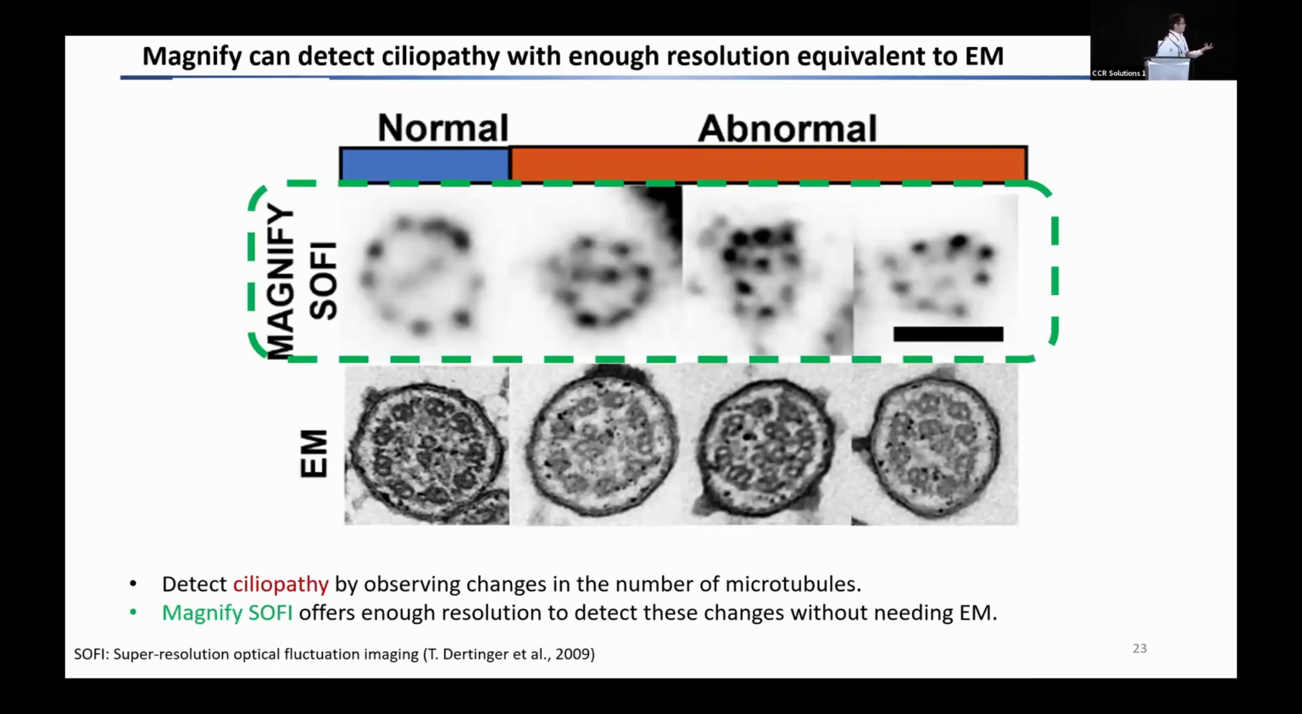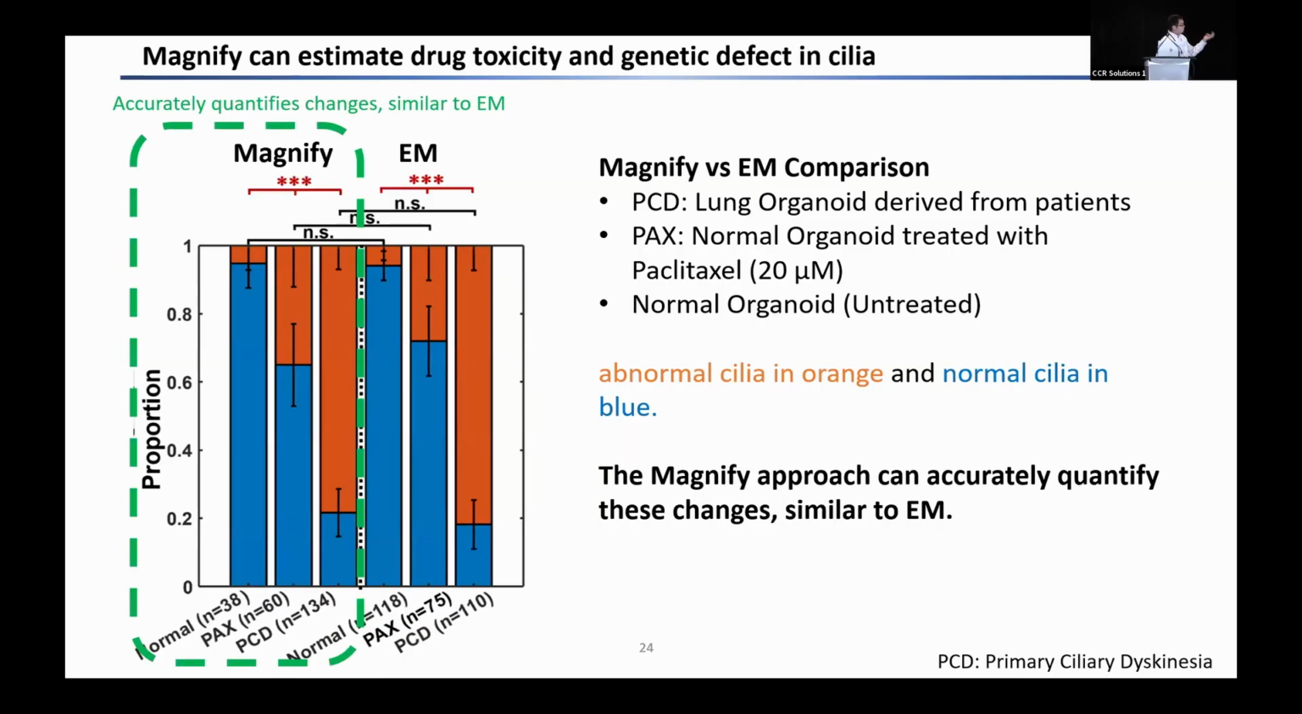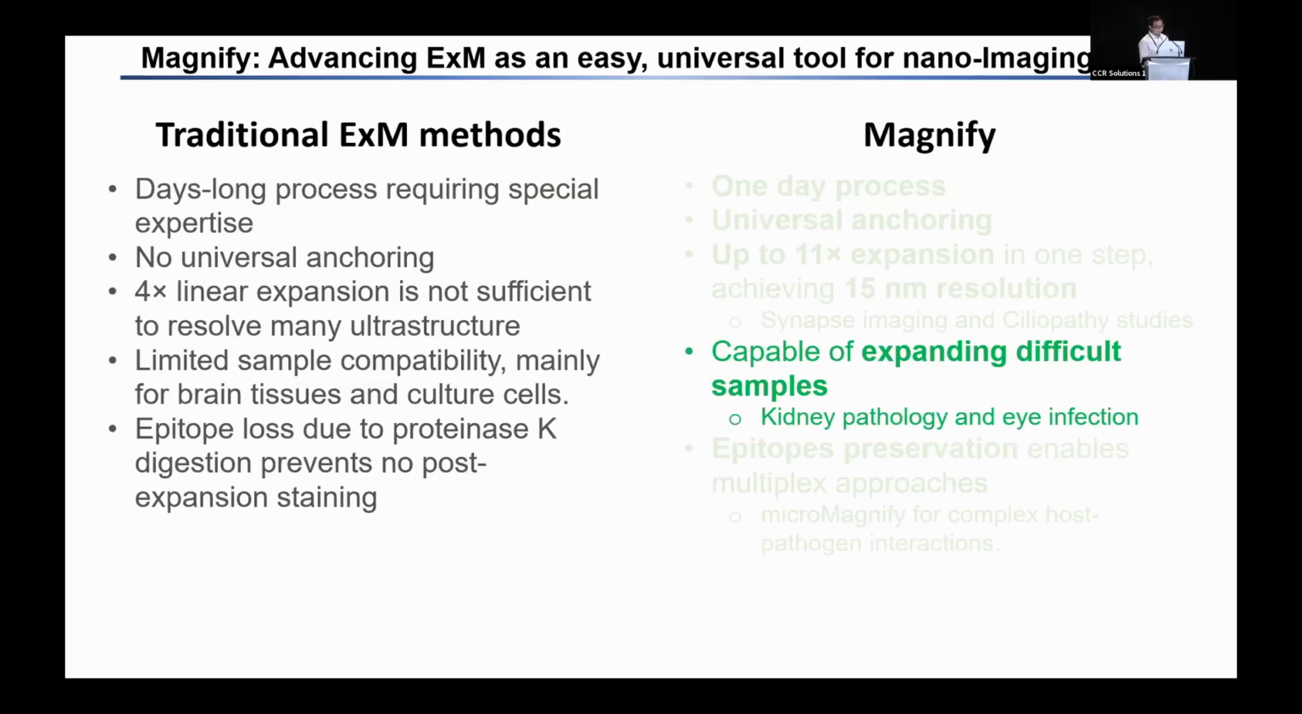And of course, we tried to do some demos. We use Magnify to expand different kinds of organoid samples with cilia. We have 3 different conditions: normal, drug-treated organoid, and also organoid derived from a PCD patient. Then we do the statistics by counting the number of defective cilia. It turns out that when we compare to EM results, they have similar populations. So that means there's no difference between using Magnify versus using EM to detect the ciliopathy.